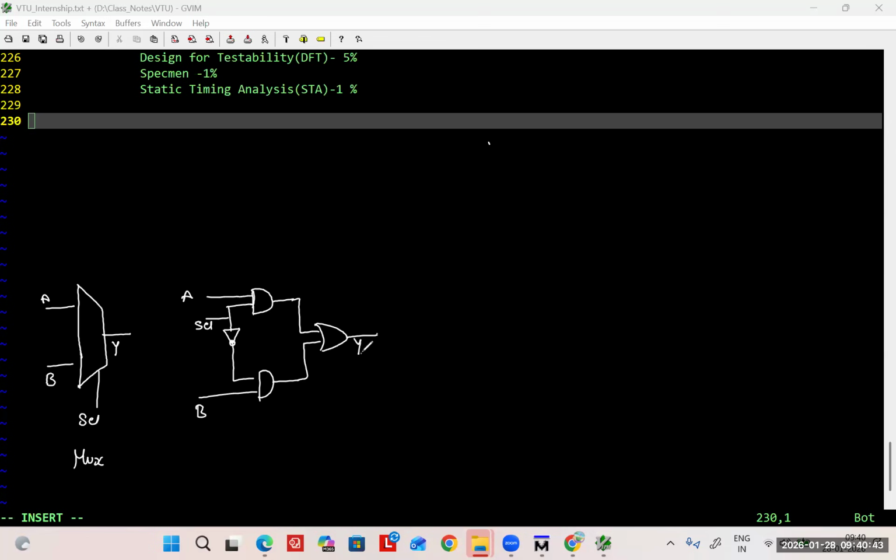What is this second one? Mux. First one is also mux. Second is also mux according to you? Yes, sir. What is the difference then? Sir, it uses logic gates. You know, the internal design of the mux, sir. How it works, the second one tells, sir.